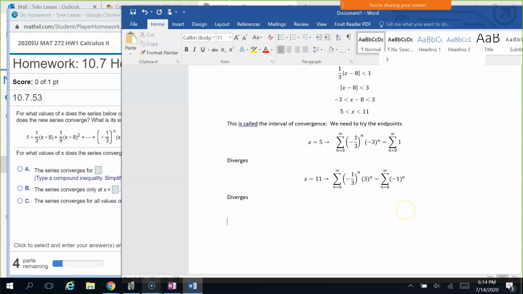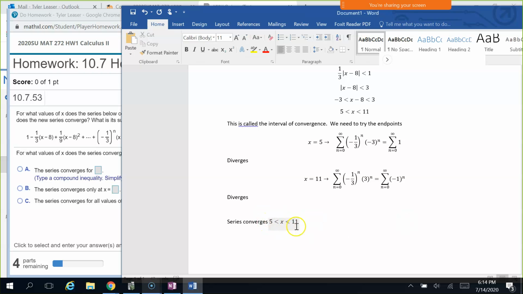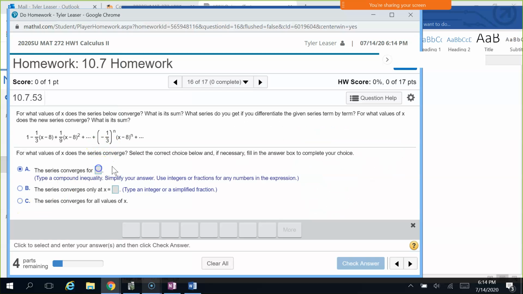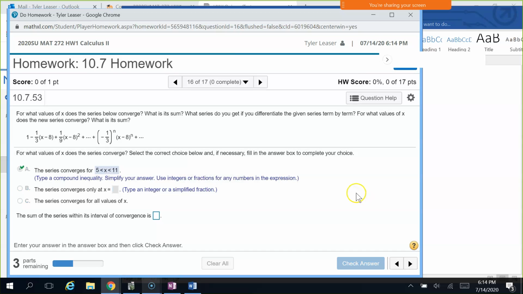Okay, both of my endpoints diverge, which means that the series converges only on the inside of that inequality between 5 and 11. We are not going to include the endpoints because we just found that it diverges at both of those endpoints. So we're going to pick option A here because the series is going to converge in a compound inequality. Sometimes it only converges at a single point, and sometimes it converges for all values. But for us, it's going to be in an interval like this. Cool.